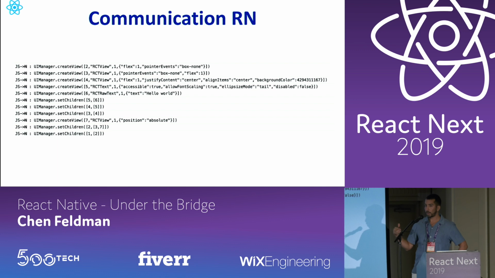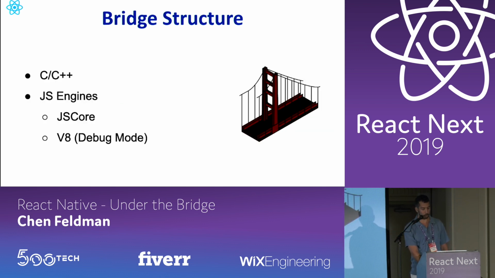So this is an example. If you try to trace the React Native app on the way it communicates between JavaScript and native and vice versa, this is an example. You see, the UI manager creates the view. You can see your text, view, raw text, which is a label of hello world, and the styles, and it also does the set children, parent. So all the UI tree is being set through JSON messages using the bridge.